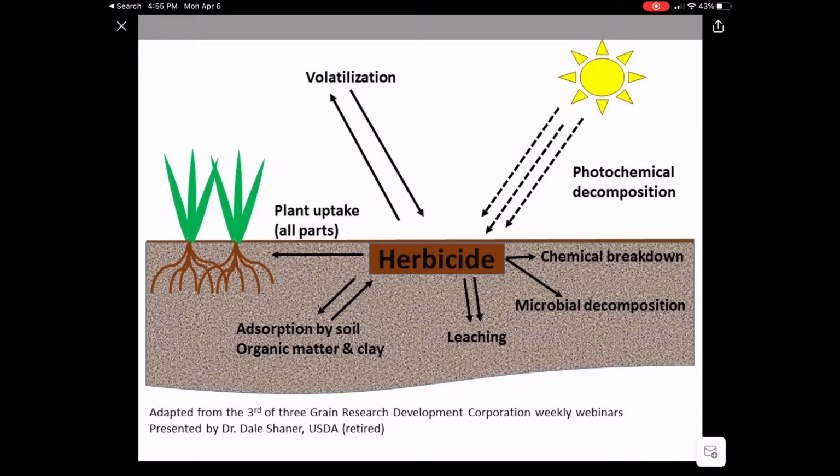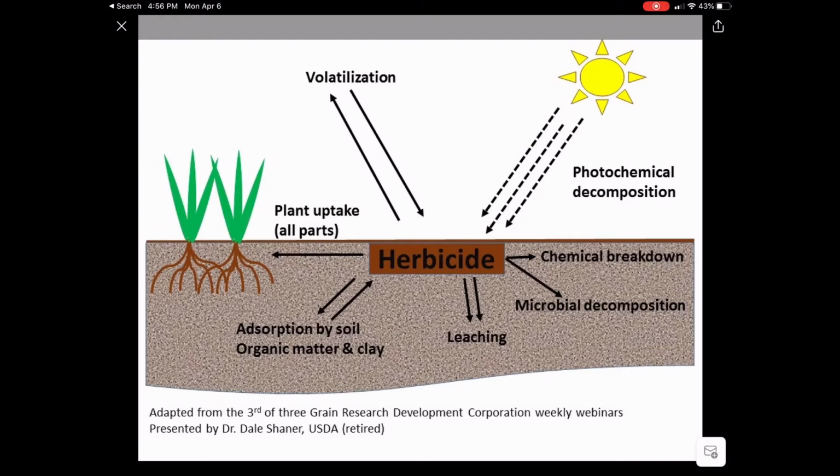As you can see, we also have things like volatilization, chemical breakdown, and microbial decomposition that can make that herbicide less effective. The last bucket is going to be environmental, and there are a lot of issues that can kind of fall into this category. One of those is residue. If we have heavy amounts of residue on the soil surface, that residue will actually intercept herbicide droplets and keep them from reaching the soil surface. That really depends on both the amount of residue you have and also the environmental conditions when you sprayed.